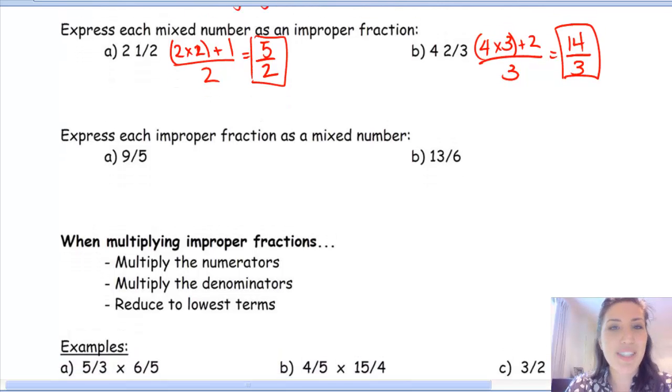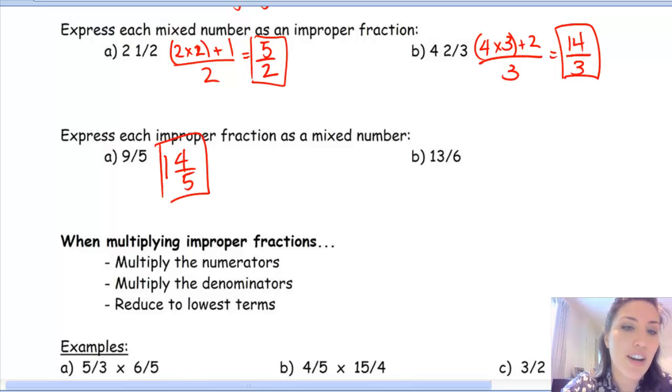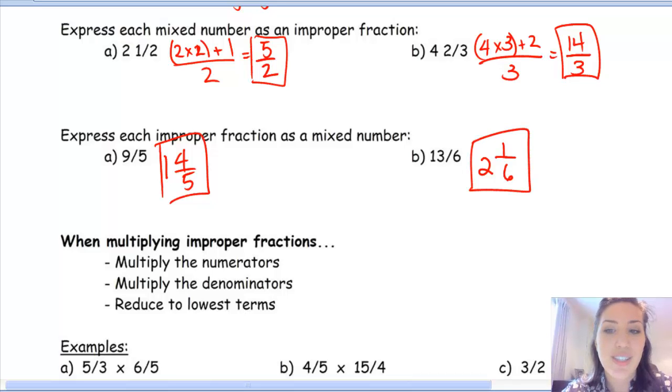All right, express each improper fraction as a mixed number. So we look at how many times the denominator can go into the numerator. 5 goes into 9 one time. 5, and how many are left over? 6, 7, 8, 9. 4 are left over, keeping the same denominator, so our answer is 1 and 4/5. How many times now does 6 go into 13? We know that 6 goes into 13 twice. 6 times 2 is 12. 1 is left over, so our answer is 2 and 1/6.